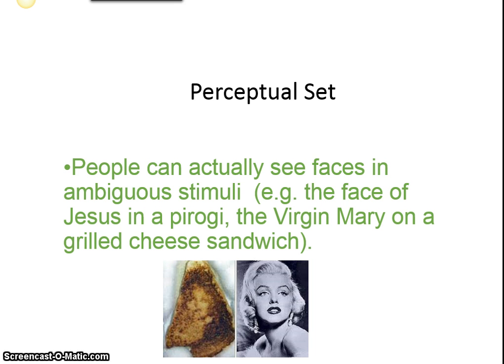Here's another interesting application of the concept of perceptual set. People can actually see faces in ambiguous stimuli. The picture at the bottom left is the face of Jesus in a pierogi or a grilled cheese sandwich. Some people might say that that's also the face of Madonna on a grilled cheese sandwich.